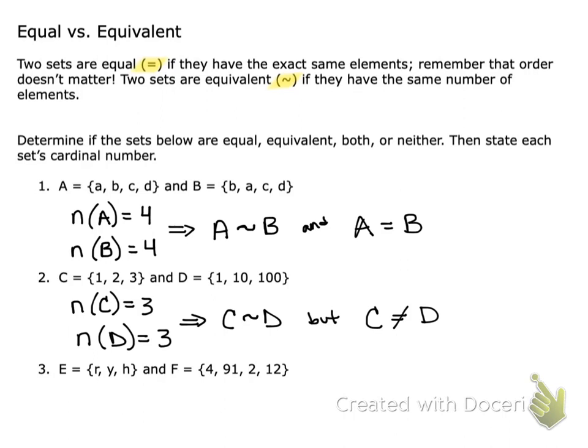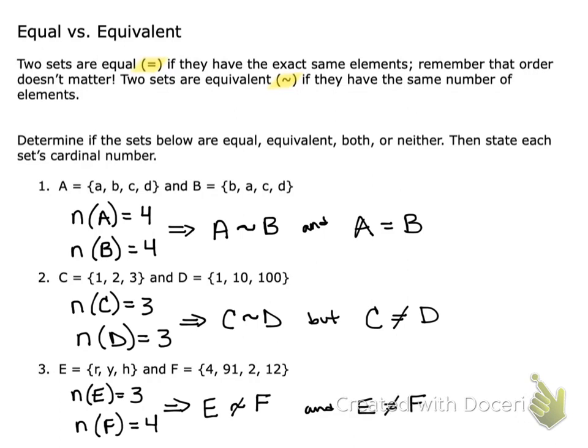All right, and let's look at E and F. What is our cardinal number for E? 3. What is our cardinal number for F? 4. So that implies that E is not equivalent to F. They do not have the same number of elements. Are they equal? No. E does not equal F.